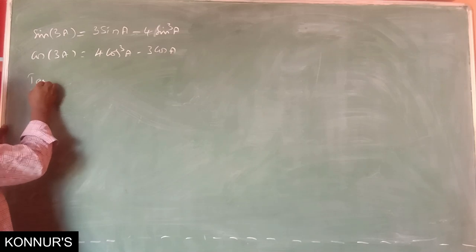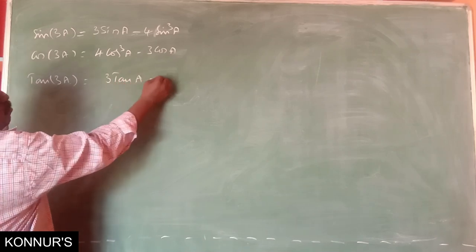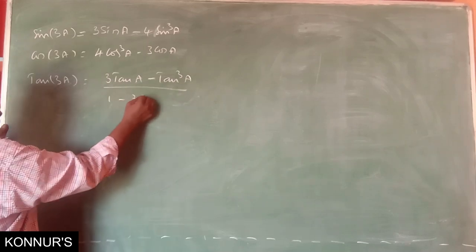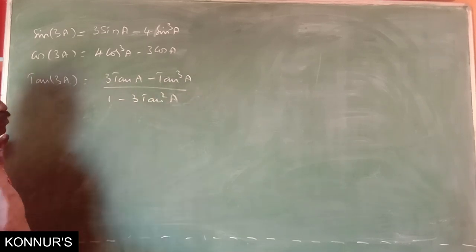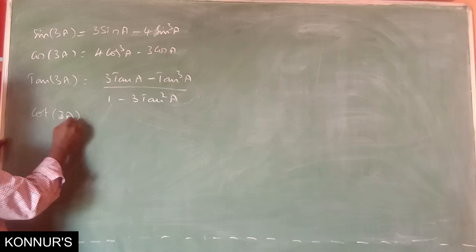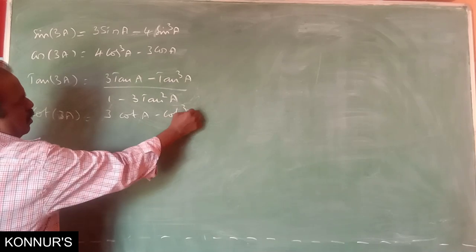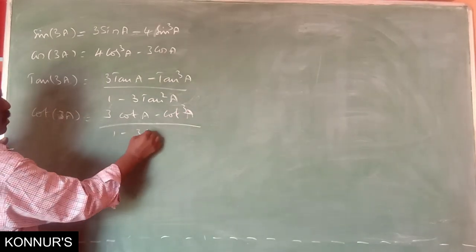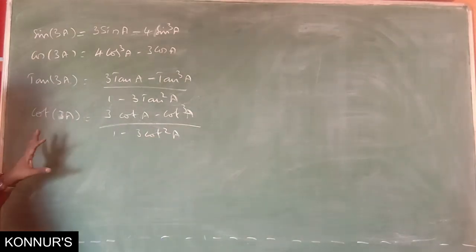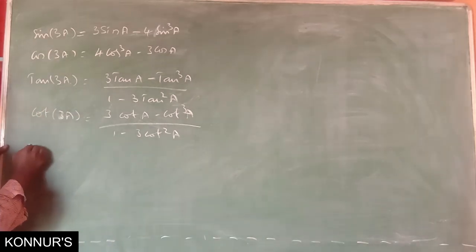Again, tan 3a. It is 3 tan a minus tan cube a by 1 minus 3 tan squared a. The cot 3a also is 3 cot a minus cot cube a by 1 minus 3 cot squared a. Okay, now these three are very exceptional. These four formulas. You see, one more.